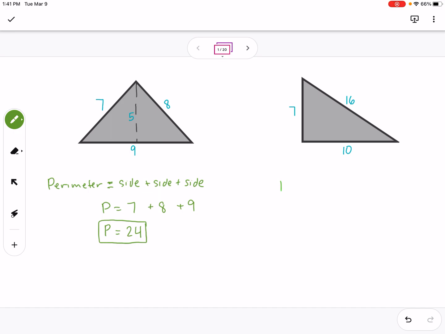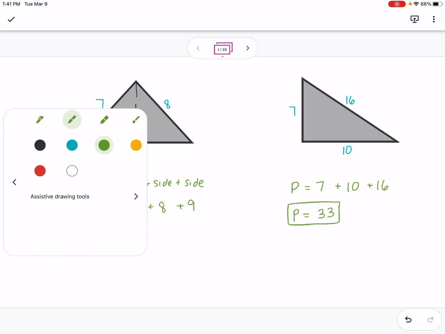Same deal over here. Perimeter equals side plus side plus side, right? And really I shouldn't use the same variable for each of those because they're actually all different. But in this case, perimeter equals 7 plus 10 plus 16. Again, the order doesn't matter when you're adding. So if I do the math, I get 33. My perimeter equals 33.